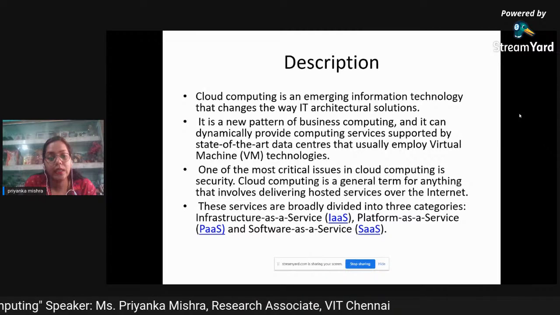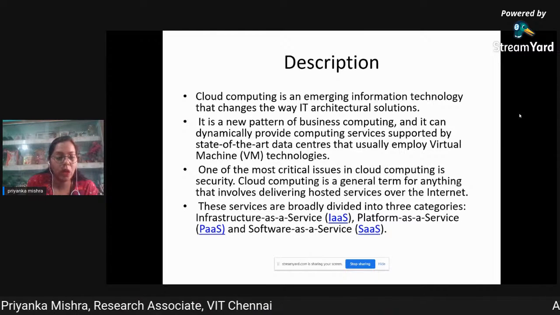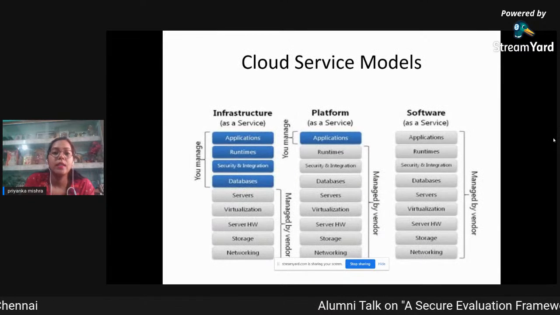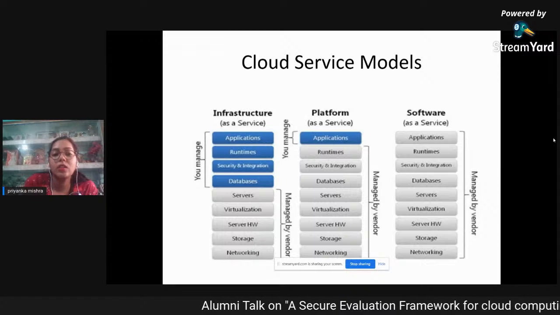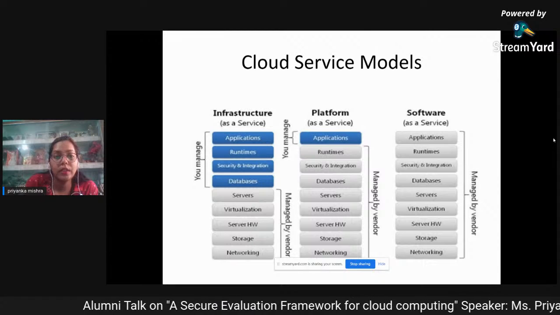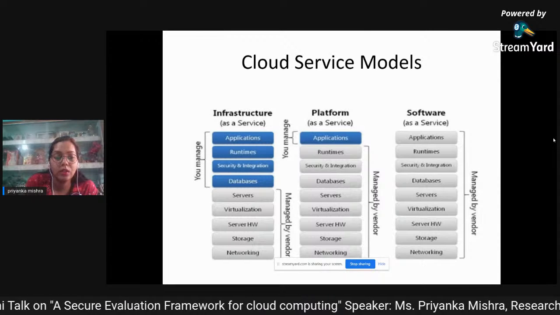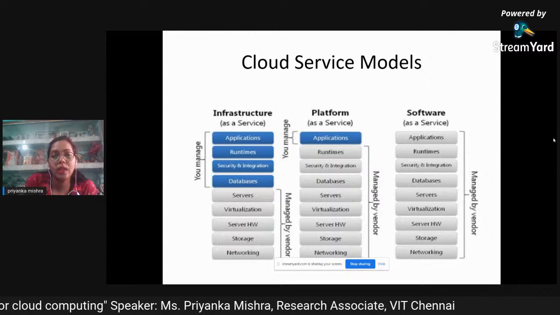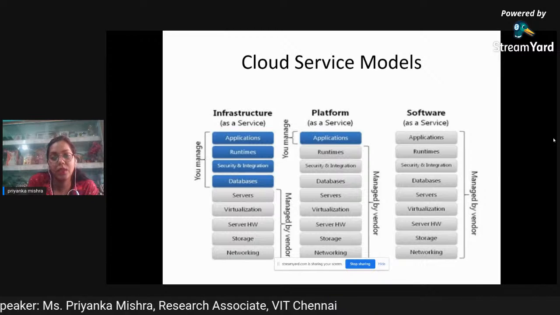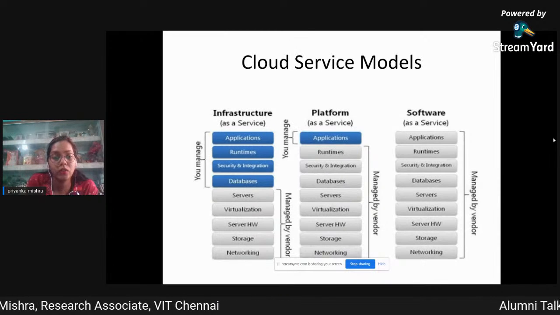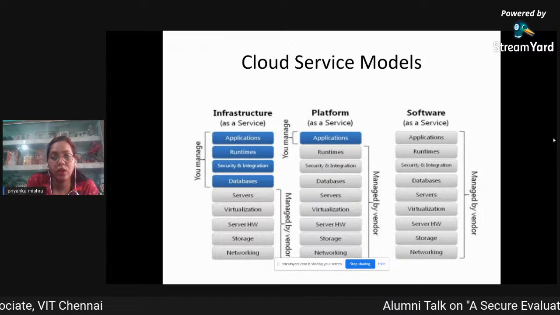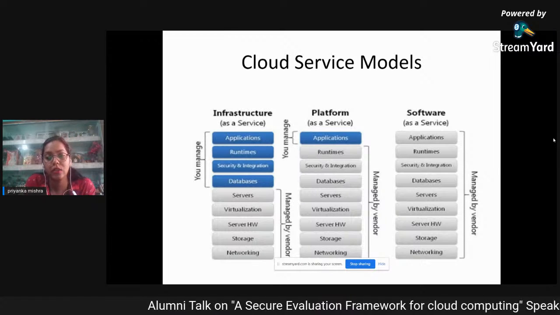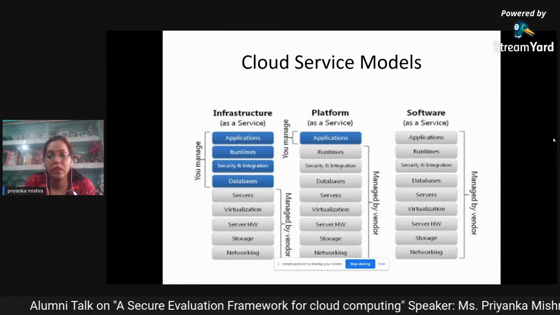So mostly it will give us cloud computing. We can say that most of the applications we are seeing are the same. Most of the infrastructure services are giving the applications runtime, security, integration, databases, servers, virtualization, server storage, and networking. These are the applications and platforms giving so many applications.